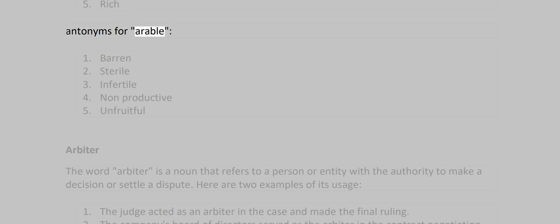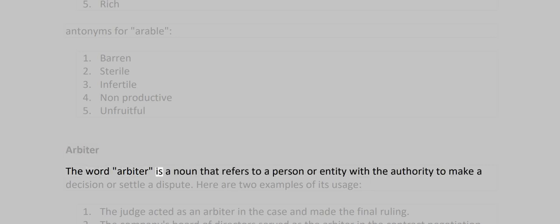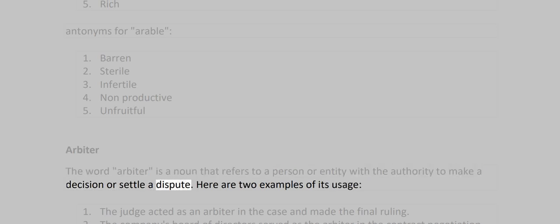Antonyms for arable. 1. Barren. 2. Sterile. 3. Infertile. 4. Non-productive. 5. Unfruitful. Arbiter. The word arbiter is a noun that refers to a person or entity with the authority to make a decision or settle a dispute.